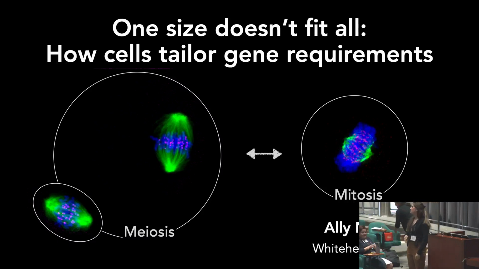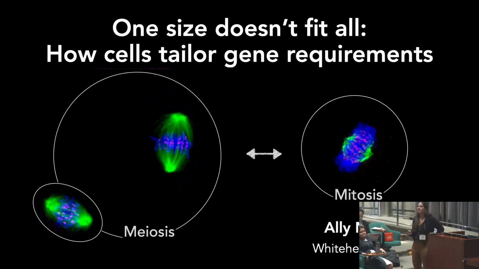As Jen said, my name is Ali Nguyen, and I'm a postdoc at the Whitehead Institute in the Cheeseman Lab. I'm really excited to be here today to tell you about my work, which seeks to understand how cells might tailor core cellular processes such as cell division and genome organization, processes that we generally think of as invariable, how they tailor them to fit their particular needs.